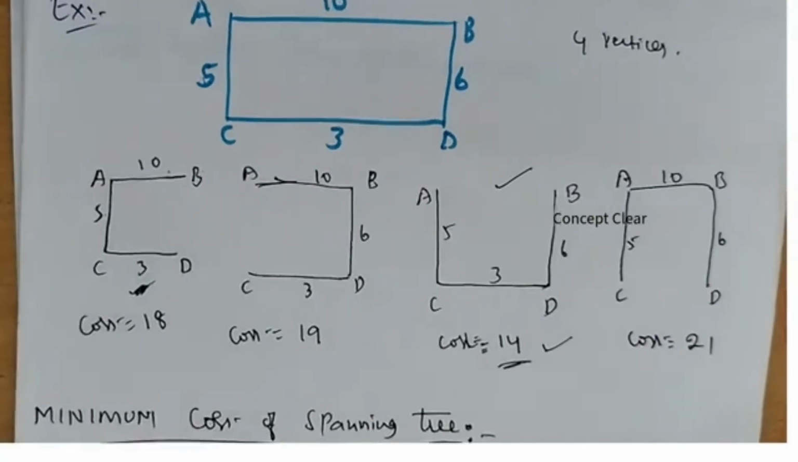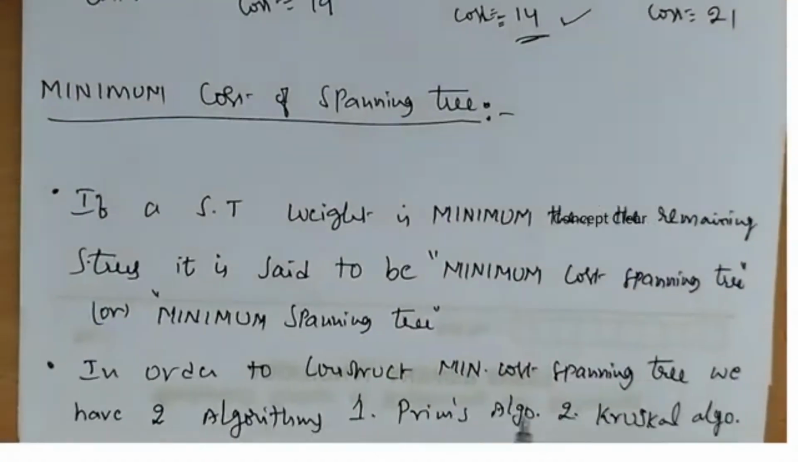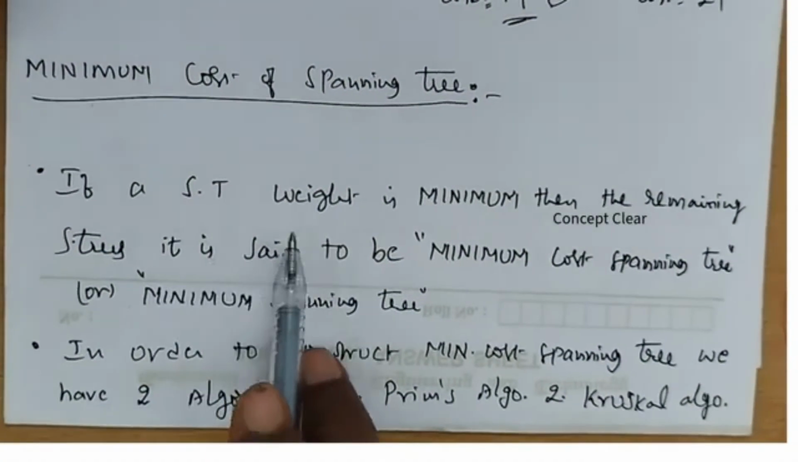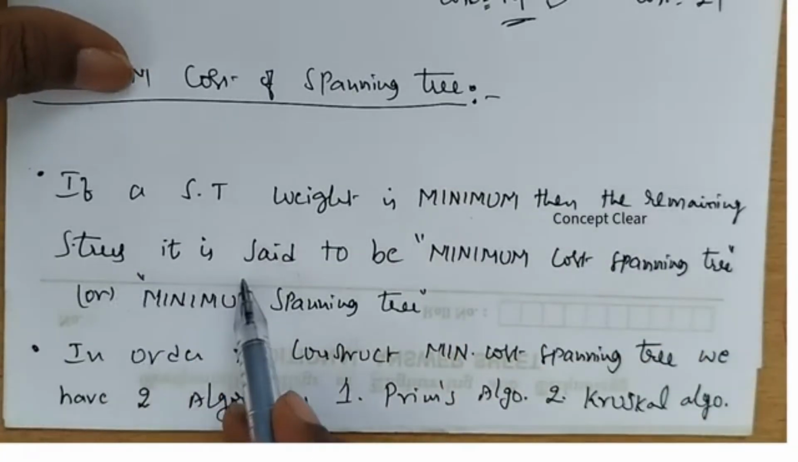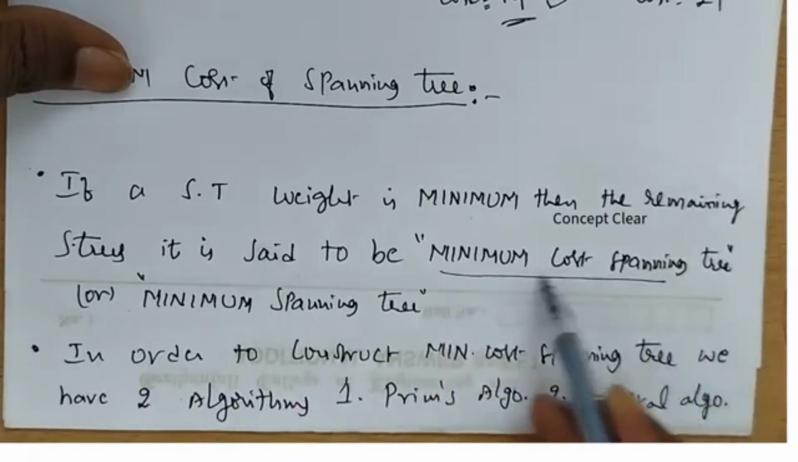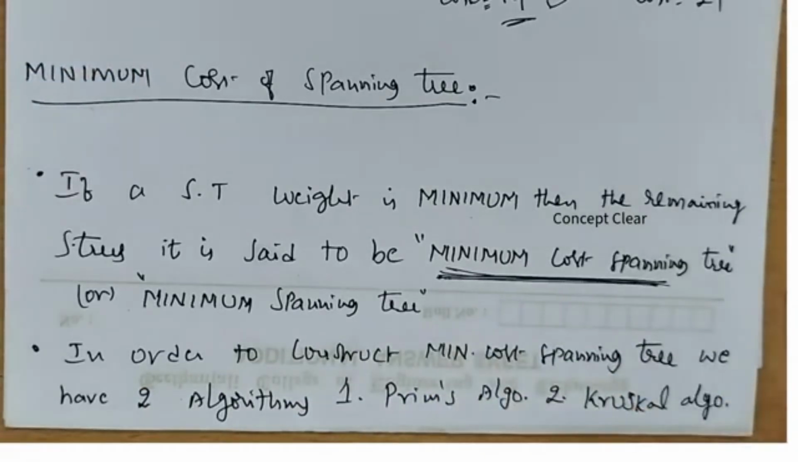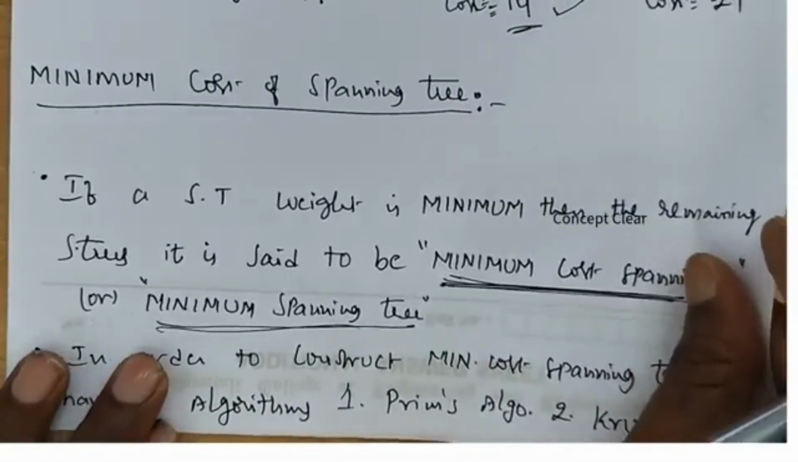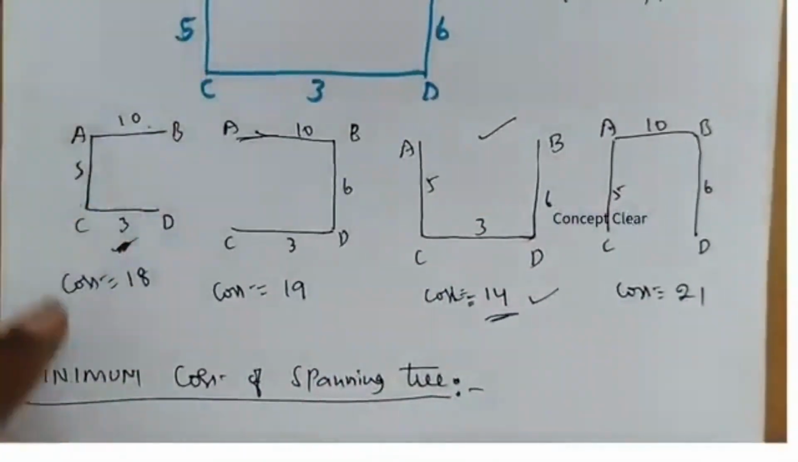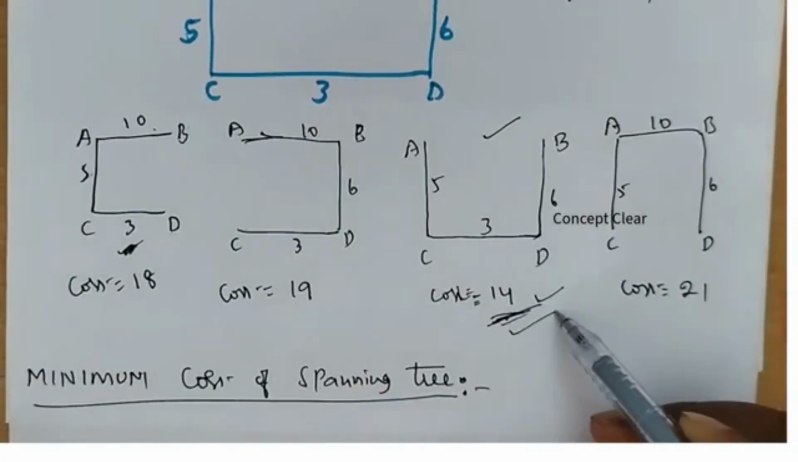We will see what a minimum cost spanning tree is. If a spanning tree's weight is minimum, then it is said to be a minimum cost spanning tree, or minimum spanning tree. In this example, we saw a graph with 4 possible spanning trees, and this is the minimum cost spanning tree.